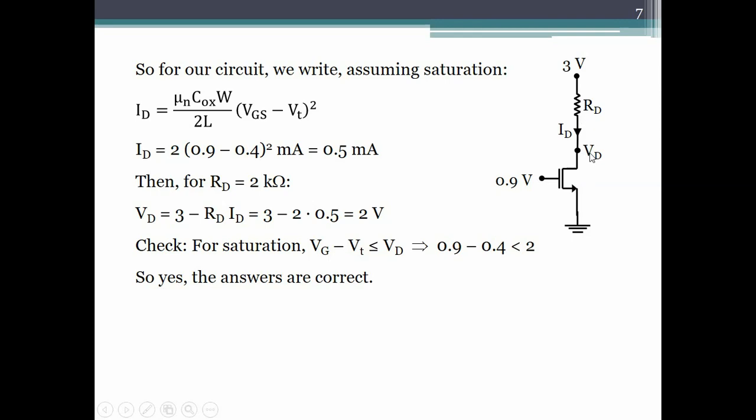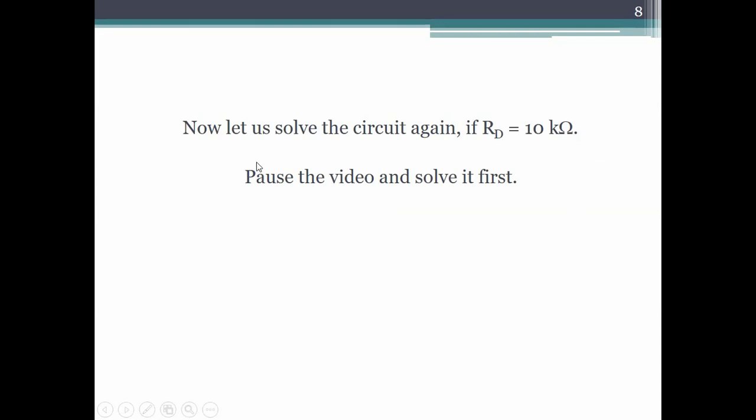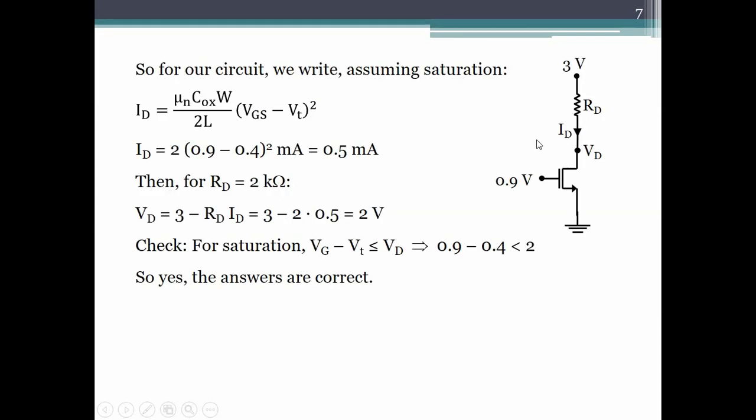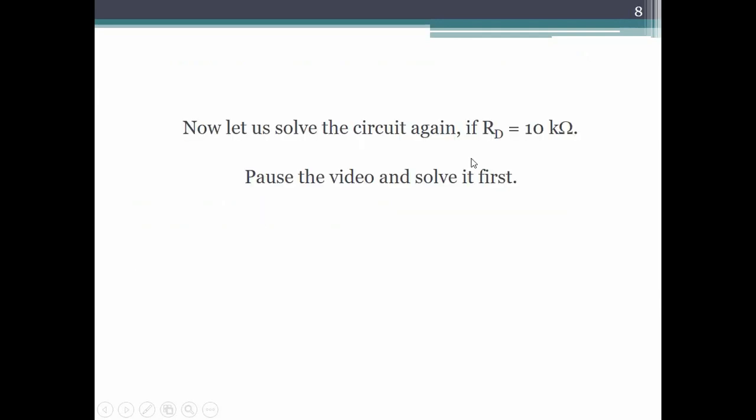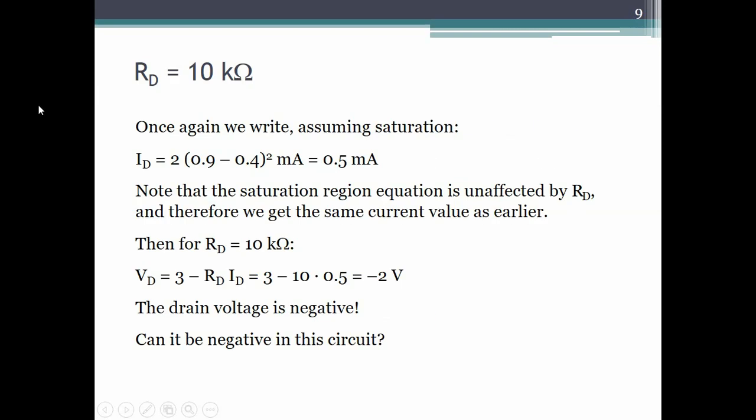Now, let us solve the circuit again if RD is made 10 kilo ohms. Here it was 2 kilo ohms. Let's make it 10 kilo ohms and solve again. Okay, pause and solve. Okay, I continue. So RD equal to 10 kilo ohms.